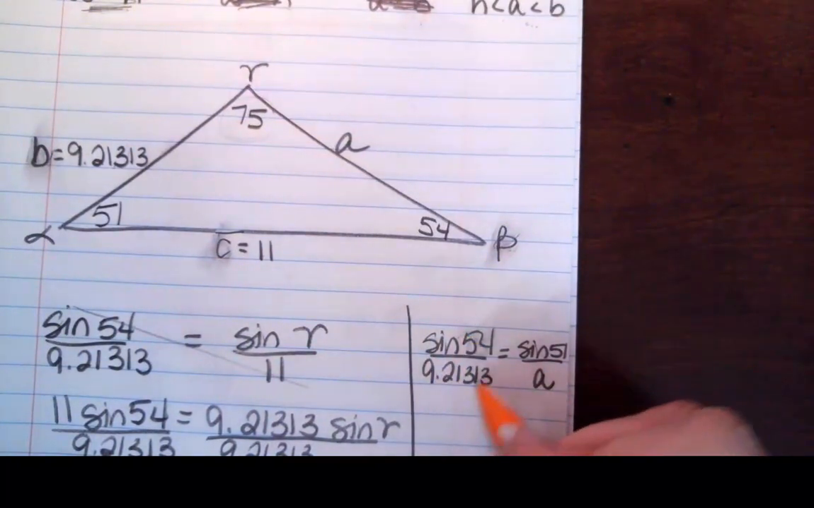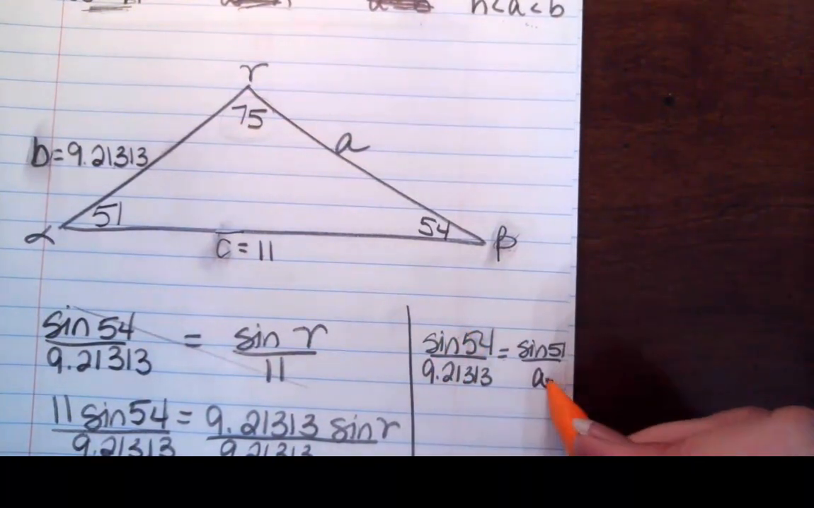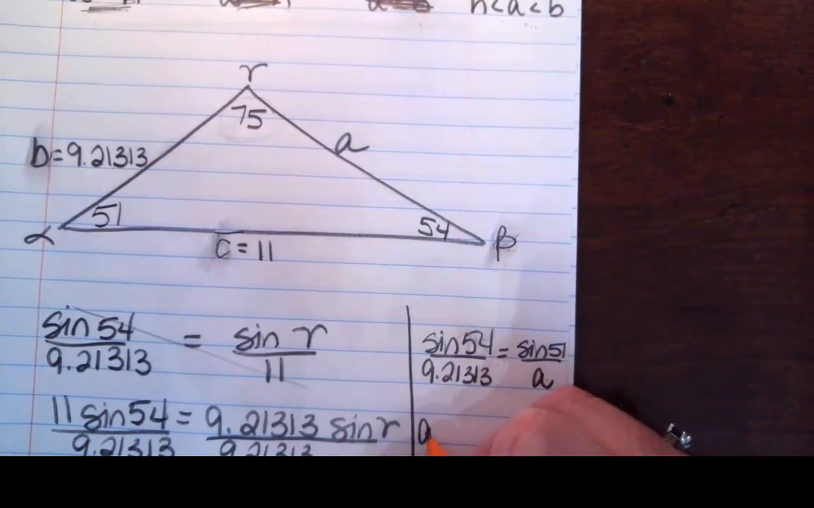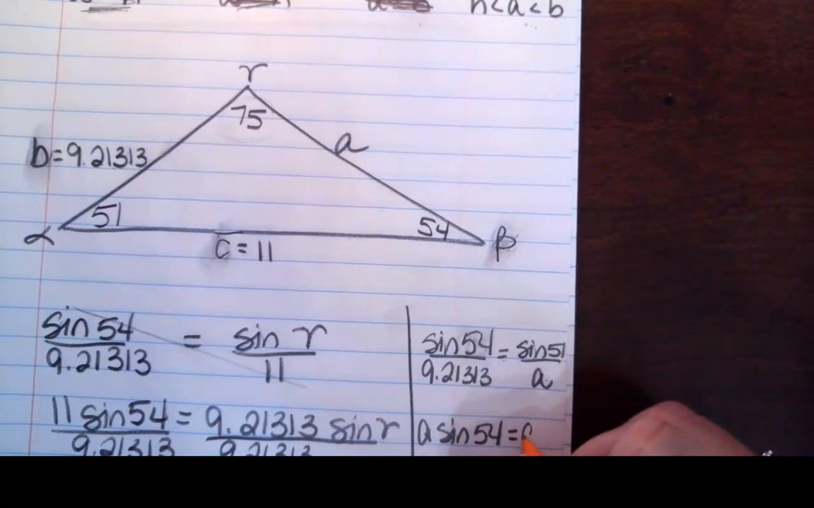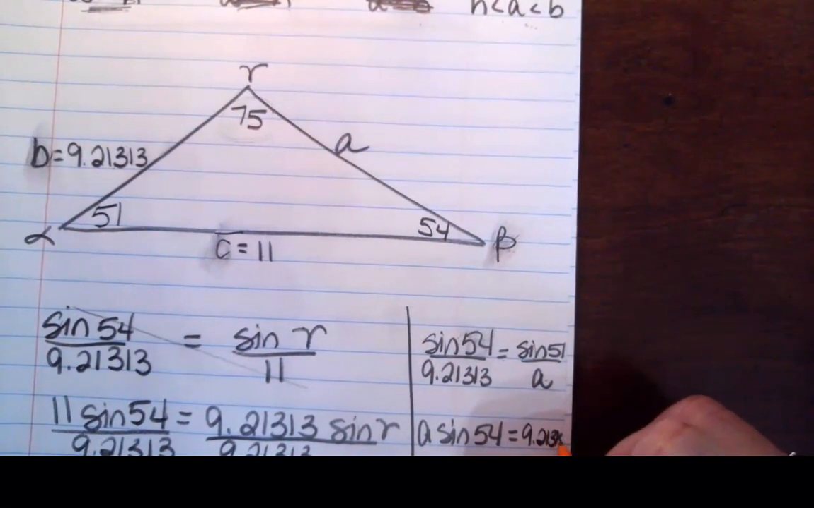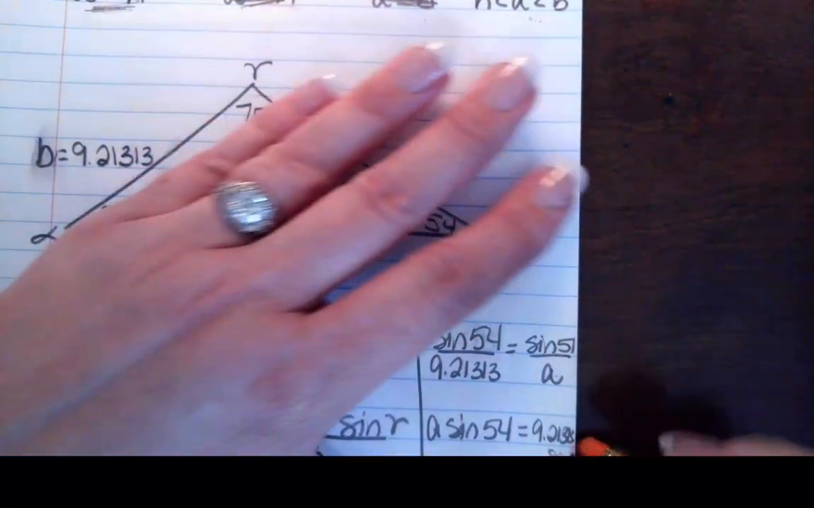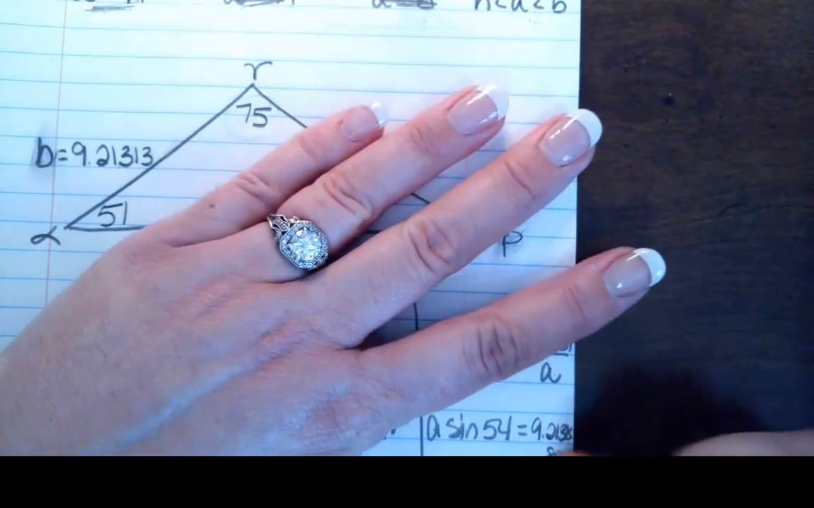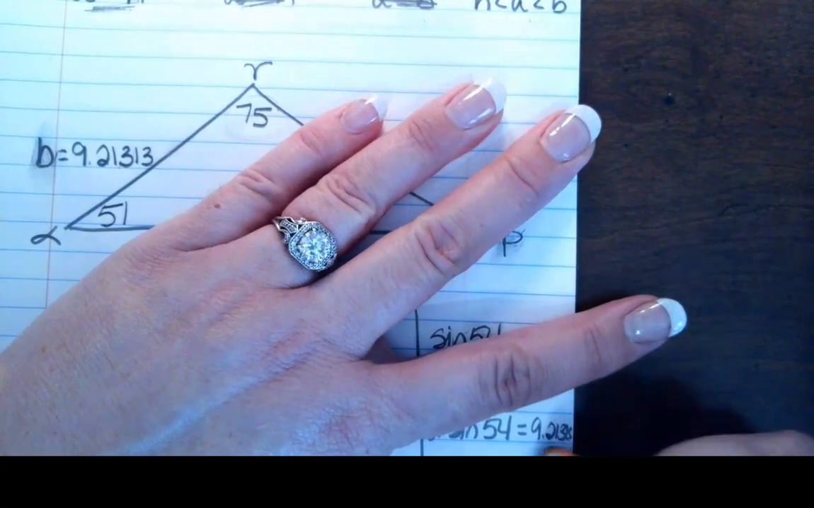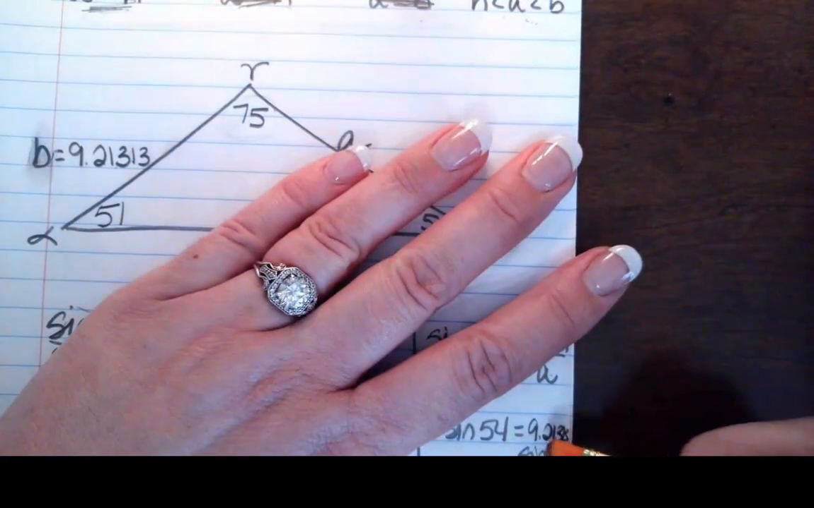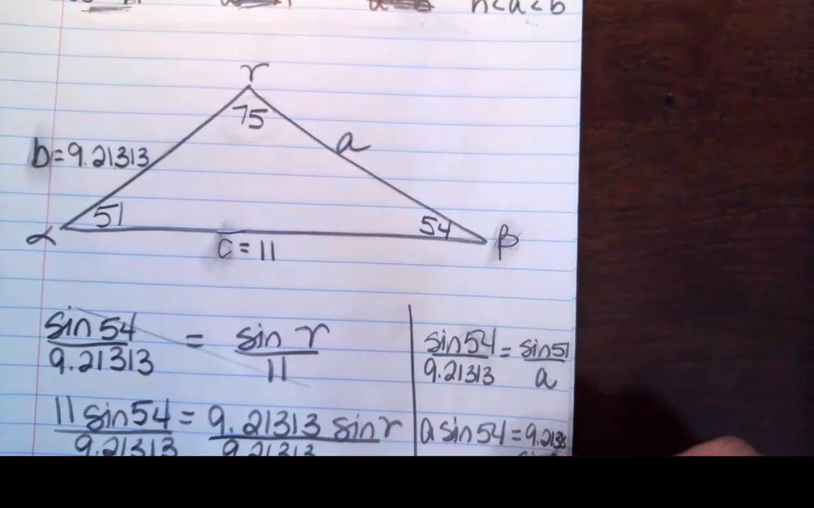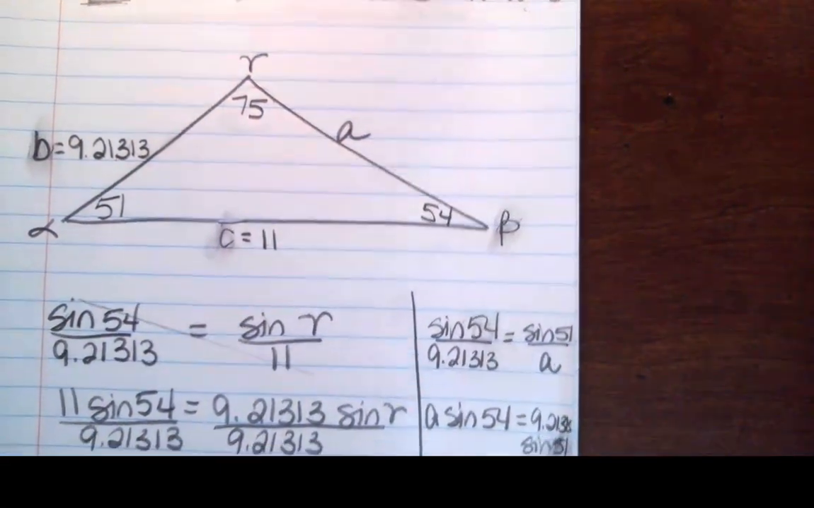Okay, so I got this from my initial values: equals the sine of 51 over a. Cross multiply, so I get a times the sine of 54 is 9.21313. This is why I didn't want to do it. Sine beta, which is 51. So this will be the sine of, dadgummit, 51 I said. 51. Okay.